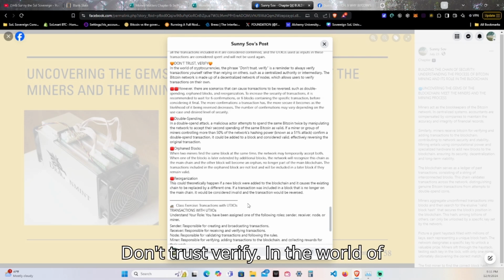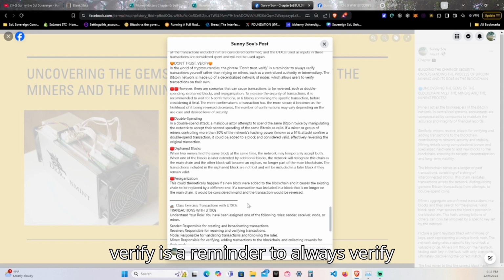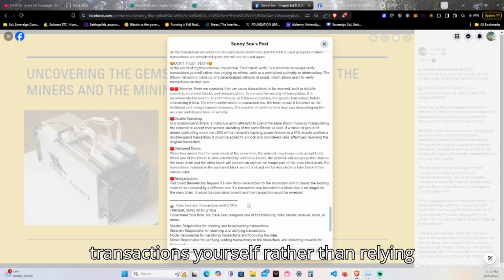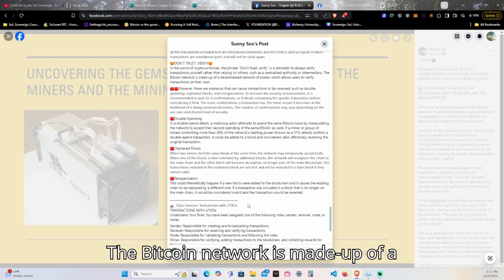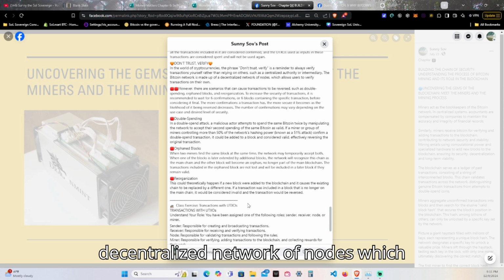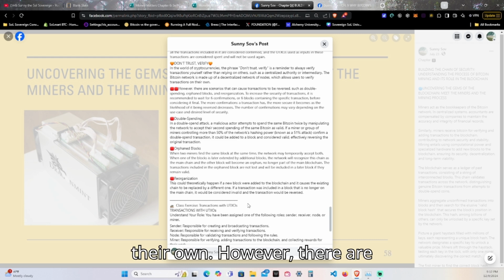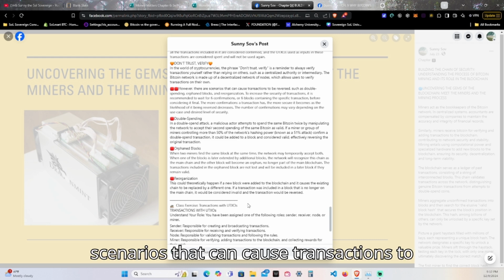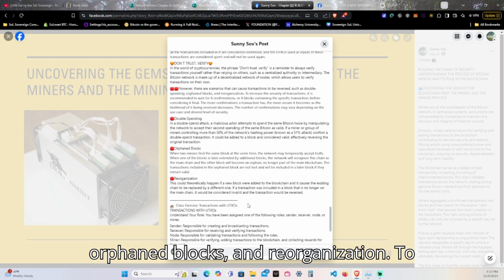Don't trust, verify. In the world of cryptocurrency, the phrase "don't trust, verify" is a reminder to always verify transactions yourself rather than relying on others, such as a centralized authority or intermediary. The Bitcoin network is made up of a decentralized network of nodes, which allow users to verify transactions on their own. However, there are scenarios that can cause transactions to be reversed, such as double spending, orphan blocks, and reorganization.